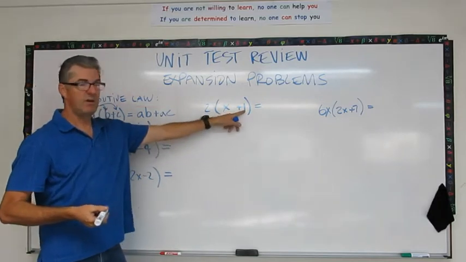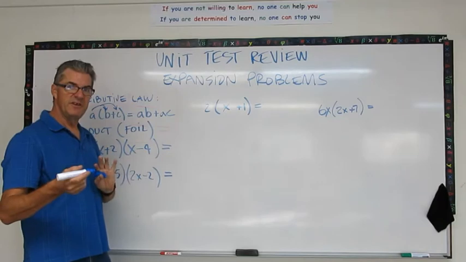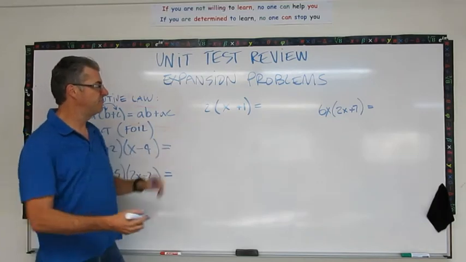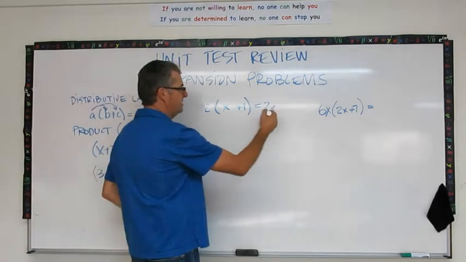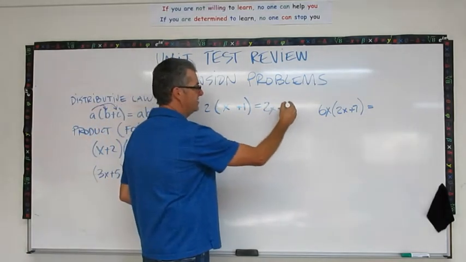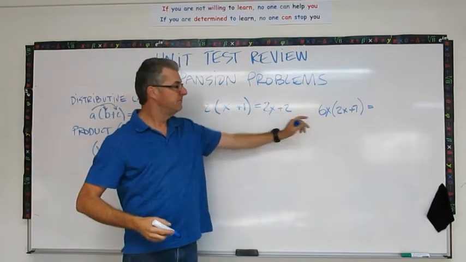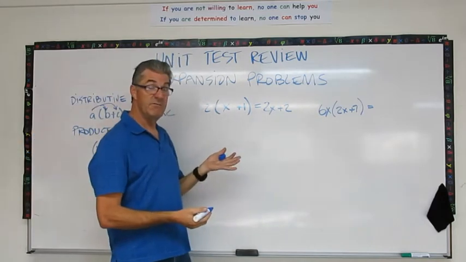2 times x plus 1. As always, when I do videos, you can pause them and try to work it yourself. Let's see what that ends up being. 2 times x is 2x. 2 times 1 is just 2. Okay? Now, here's a more complicated one. Let's try that. Pause the video.